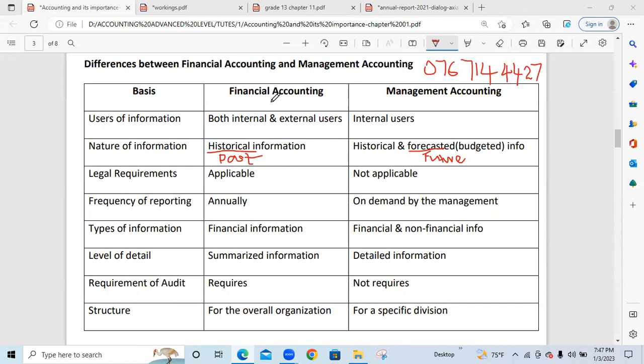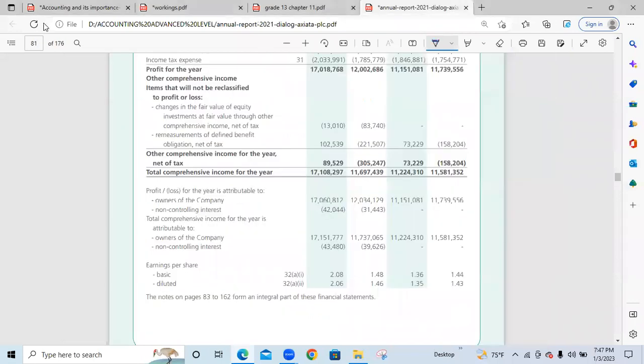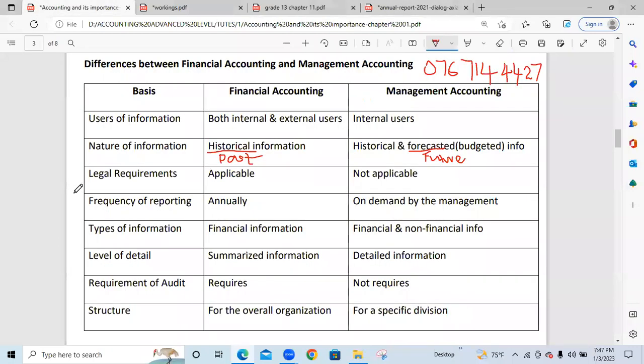As for frequency of reporting, in financial accounting, you will only give information once a year through the annual report. You will have an annual report like this. Through this annual report, you will give information only once a year.